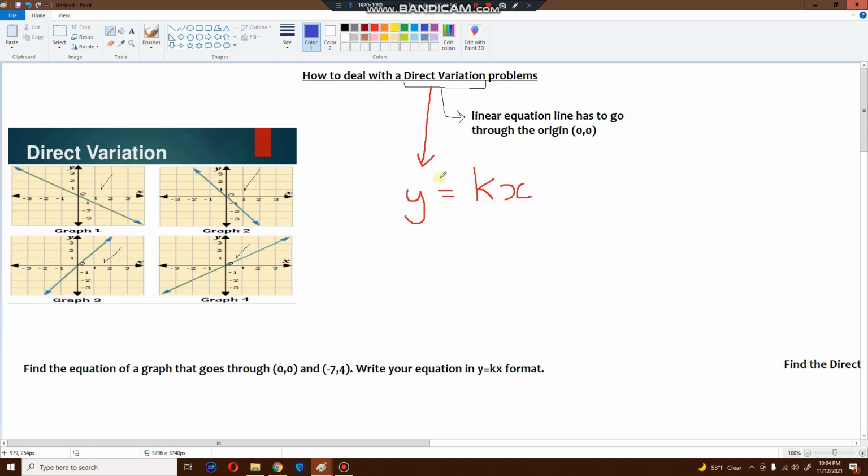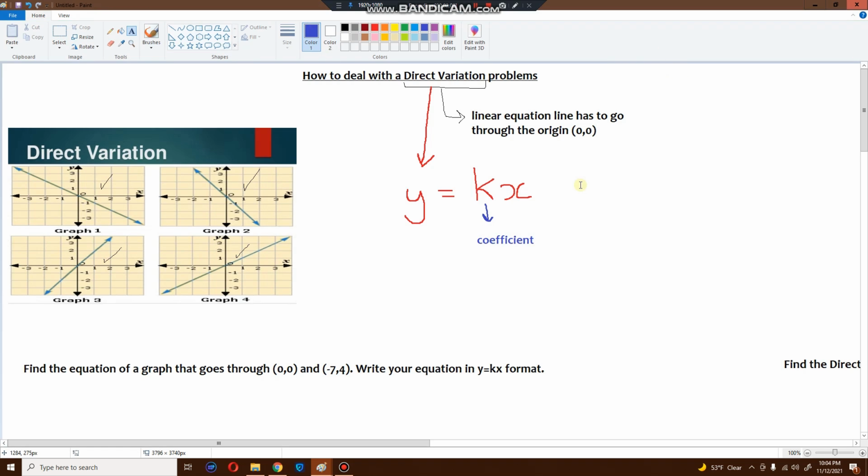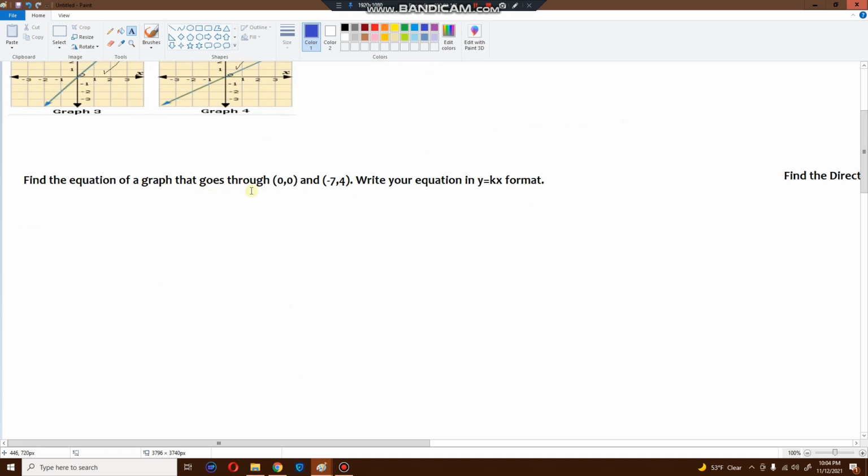The y and the x values come from the coordinates, and this k over here is known as a coefficient. I think that's how you spell it. And basically, a coefficient is a number that stays the same, whereas x and y can change. I'm going to show you how this works in this particular problem over here.